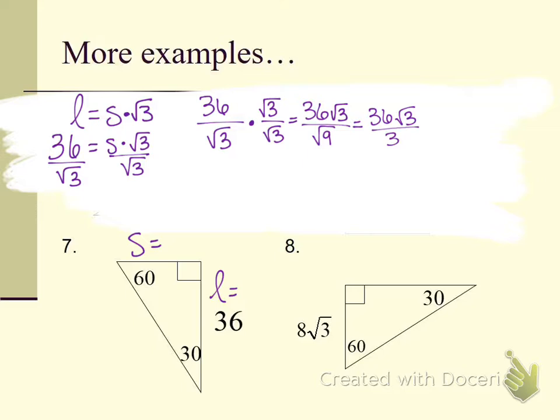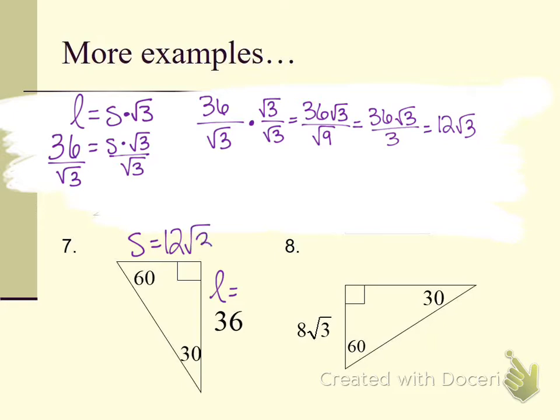So what can simplify here? The 3 with the 36, the things that are not under a radical. 36 divided by 3 is 12. 12 root 3. So that is the length of my short side.